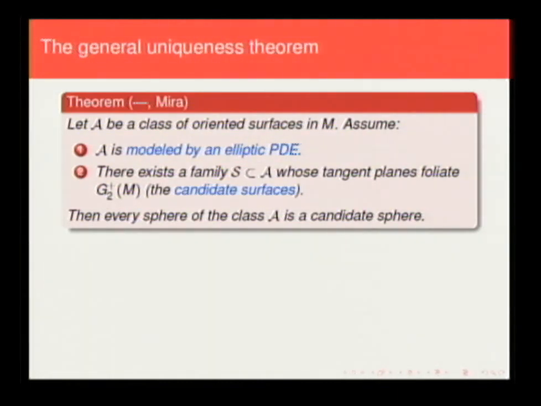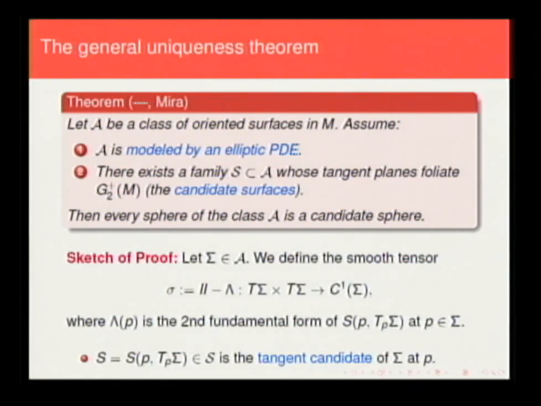subset S, necessarily. As I said previously, in order to understand the meaning of the result, you can imagine that A are CMC surfaces, and these candidate surfaces can be spheres, the sphere of a certain radius. So the result asserts that every CMC surface in the class is a round sphere. Well, I'm going to give a sketch of the proof. It is as follows.